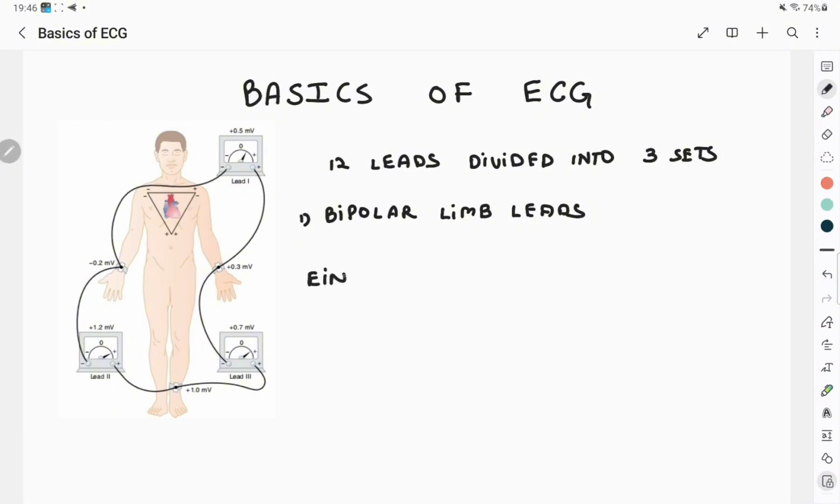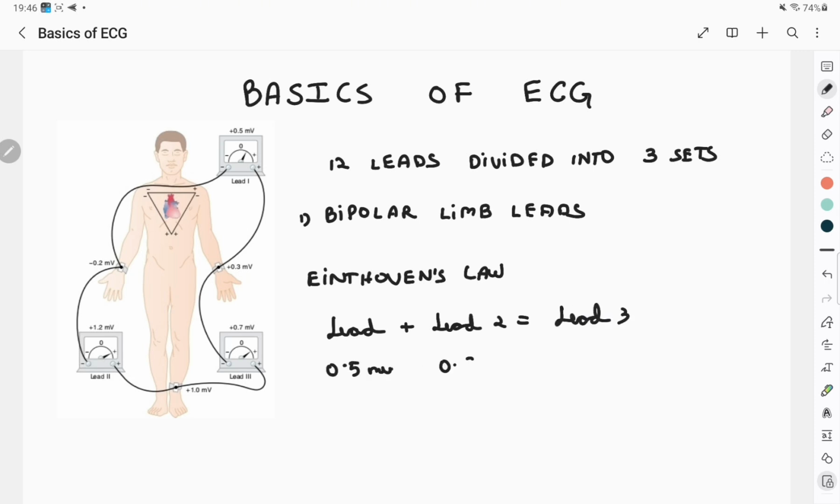If you know the voltage of any two leads, you can instantly find the voltage of the third lead based on a law called the Einthoven's law. This law states that if the electrical potentials of any two limb leads are known at a given instant, the third one can be determined mathematically by simply summing the first two. The positive and negative signs of different leads must be observed when making this summation. For example, if lead 1 is 0.5 millivolt and lead 3 is 0.7 millivolt, then lead 2 must be equal to the sum, that is 1.2 millivolt.